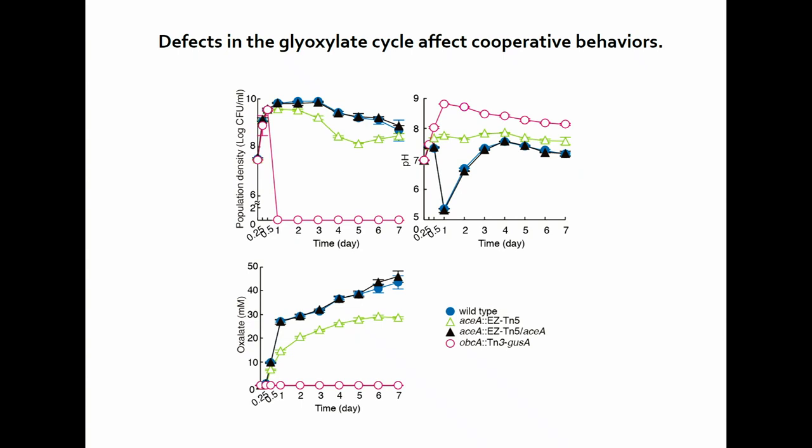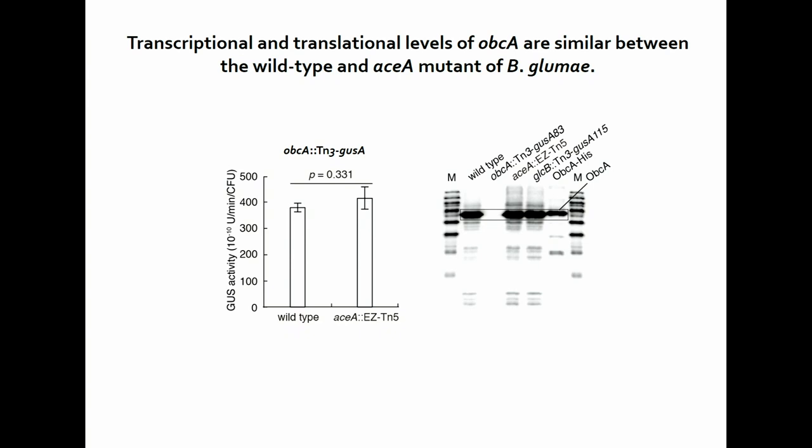So what is the connection between the glyoxylate cycle and oxalic acid biosynthesis, which is important for public good biosynthesis? The first thing we did was compare the transcriptional and translational levels of OVCA in wild type and glyoxylate cycle mutant. We didn't see much difference in OVCA expression at the transcriptional and translational levels. So in wild type and glyoxylate cycle mutant, OVCA was expressed at the same level. Then why don't we have much oxalic acid biosynthesis in the glyoxylate cycle mutant?